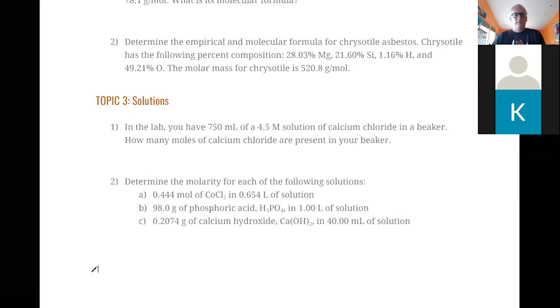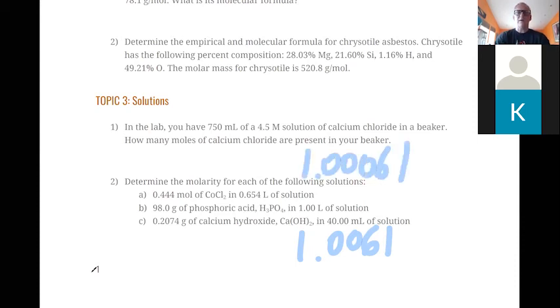I got 1.0061, but I don't know about the sig figs. All right, so 1.0061. Or 3 zeros. Oh, 3 zeros, 1.00061. Okay, and what's the unit? Remember, you have to have a unit. Capital M, or moles per liter. So what's the molar mass of phosphoric acid? 97.994. Okay, so it's basically 1 mole in 1 liter.